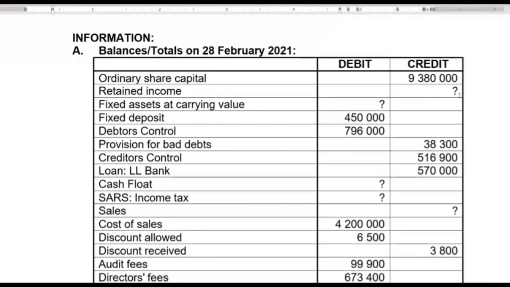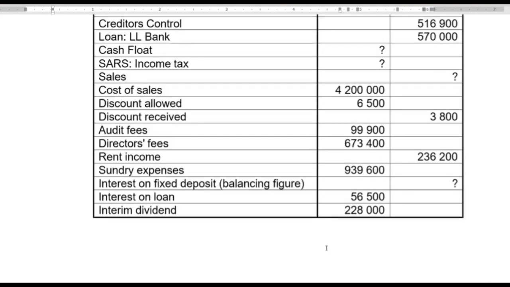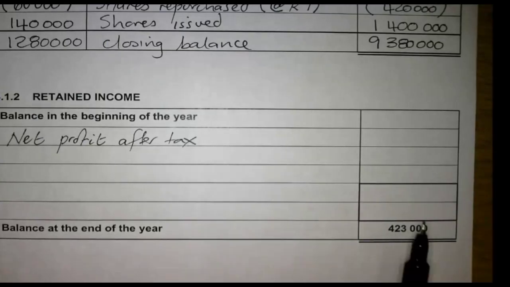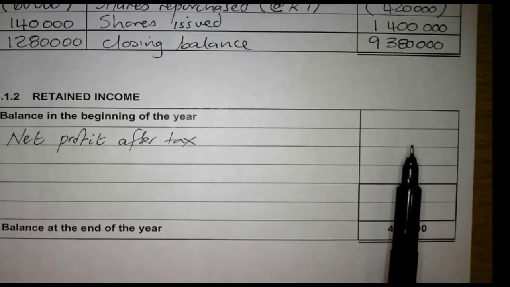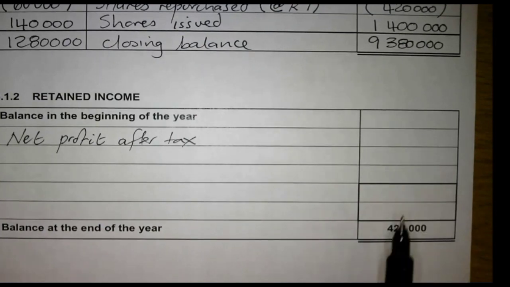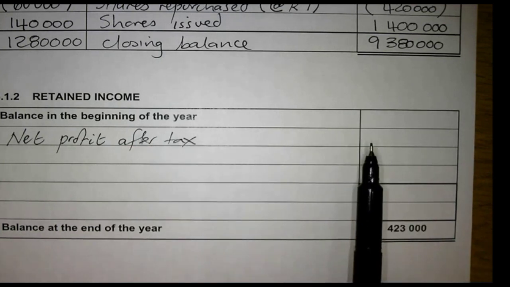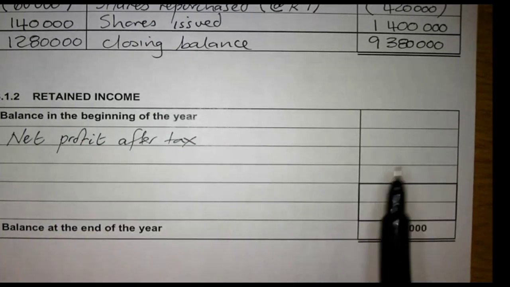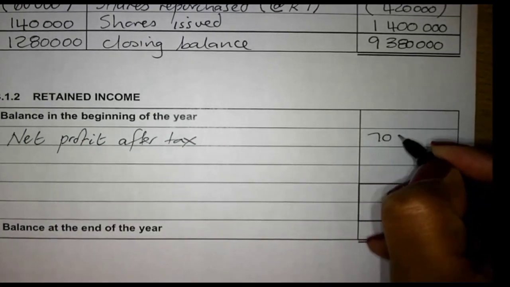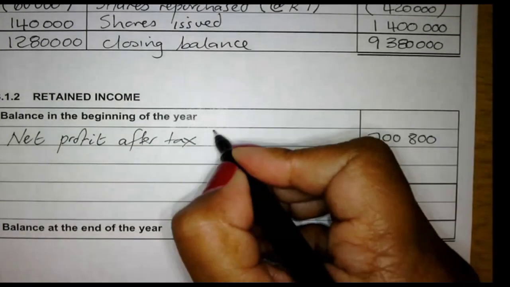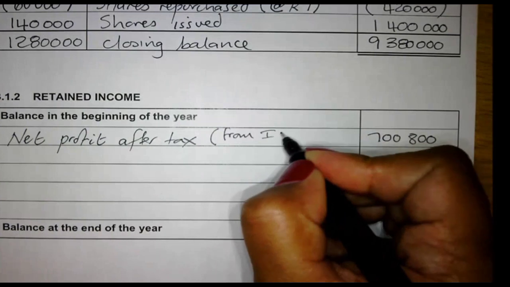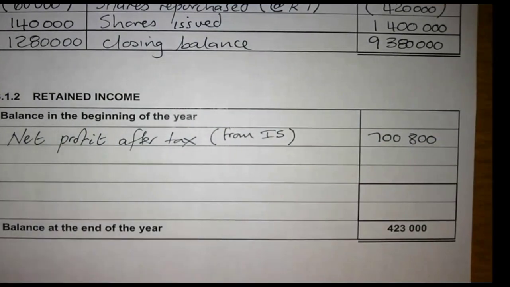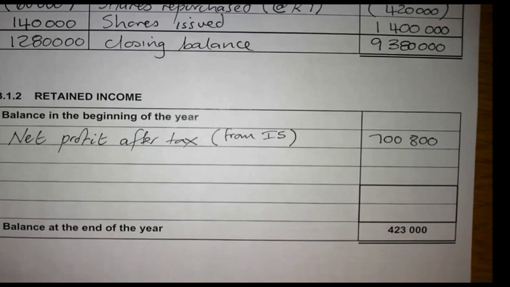We don't have a retained income opening balance. They've not given it to us. So don't stress, because they've given you the closing balance. Enough information must be given to you. So that is obviously going to be the balancing figure. You're going to work upwards. The net profit after tax, we will calculate in the income statement, and you'll copy that over from your income statement. That's your last line item, the very last item on your income statement, the net profit after tax.